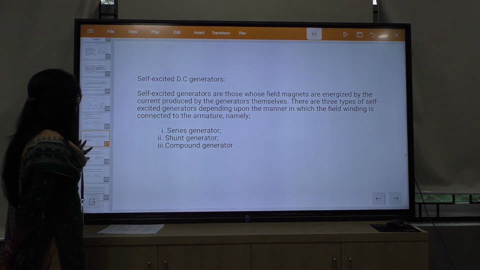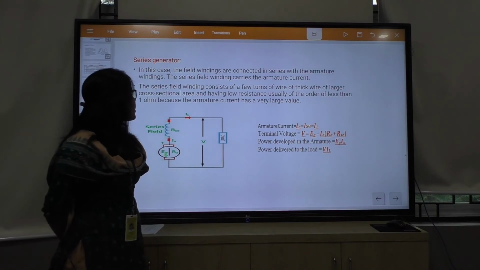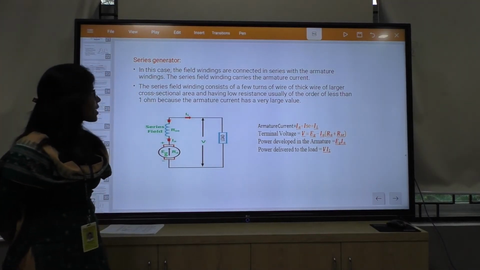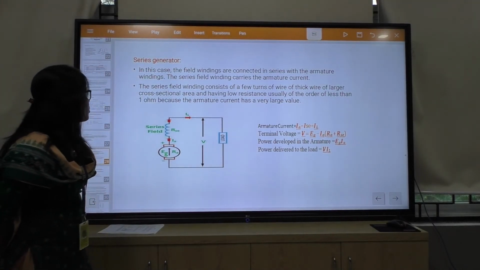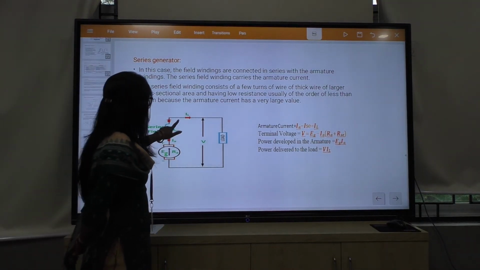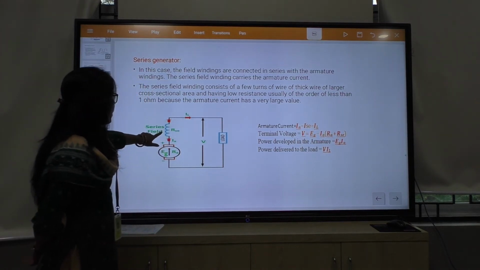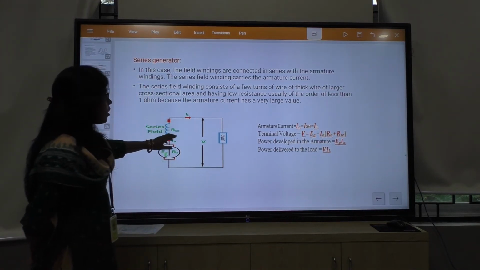First, come to series generators. In a series generator the field winding is connected in series with the armature, and so the series field current is equal to the armature current. This series field winding consists of a few turns of thick wire.